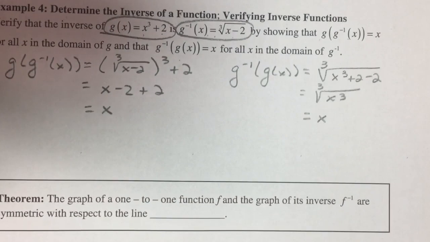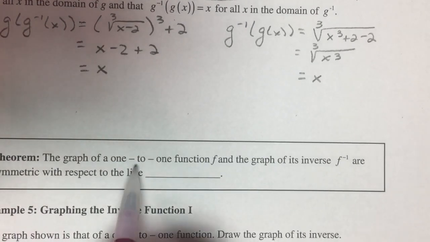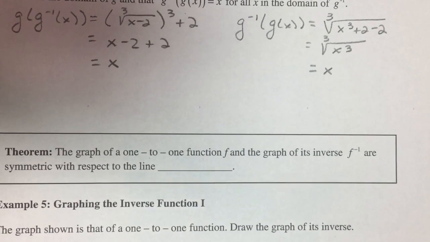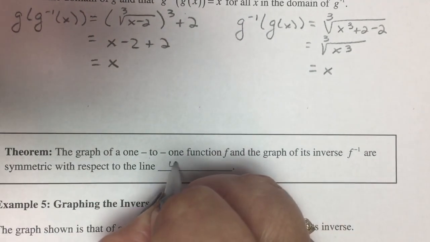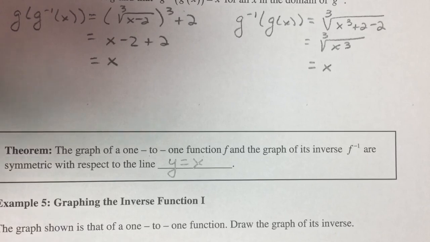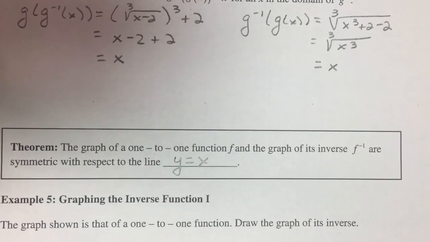Well, now let's look at a graph. So first of all, a quick theorem. If I have a graph of a one-to-one function and I also graph its inverse on the same graph, they will always be symmetric with respect to the line y equals x. And remember, y equals x is our identity function. It is the line that bisects the first and the third quadrant.